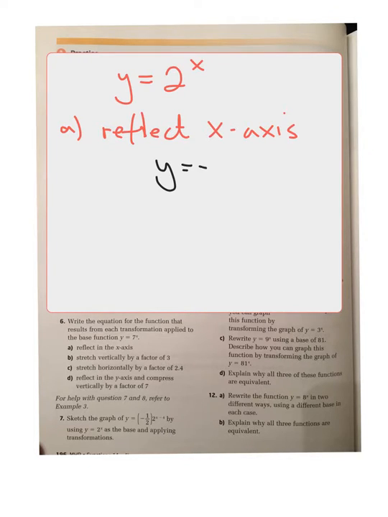Question 6 says write the equation for the function that results from each transformation applied to the base function y equals 7 to the x. Well, let's have a look at y equals 2 to the x as we've been looking at this all the way through. A talks about reflection in the x-axis. And of course the x-axis is the one that flicks it up and down, so that's going to be fairly straightforward. y equals negative 2 to the x would be that.